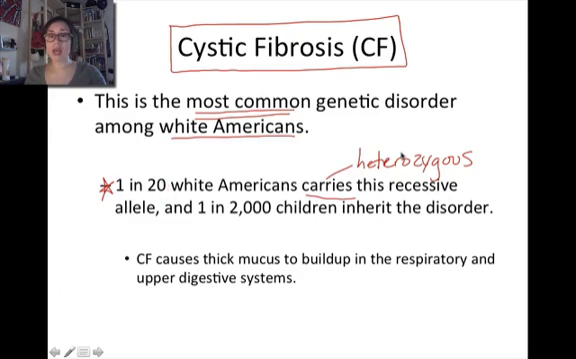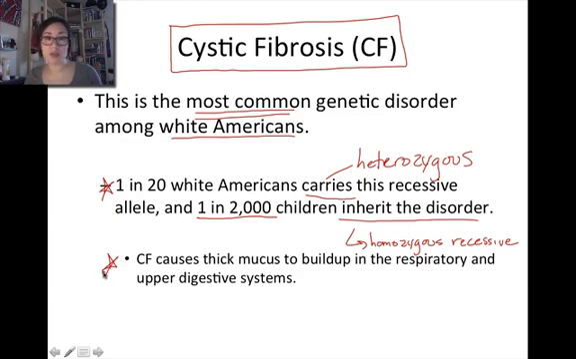Because 1 in 20 are carriers or heterozygous, 1 in 2,000 children will actually inherit the disease. And to inherit the disorder, you have to be homozygous recessive, because this is a recessive trait or recessive genetic disorders. So what you need to know about CF, you need to know some general things about the disorder and what it causes. CF, or cystic fibrosis, generally affects the lungs and the upper digestive tract, specifically the respiratory system, and it causes a thick buildup of mucus. And unfortunately, when you have a thick buildup of mucus, it prevents you from participating in gas exchange.